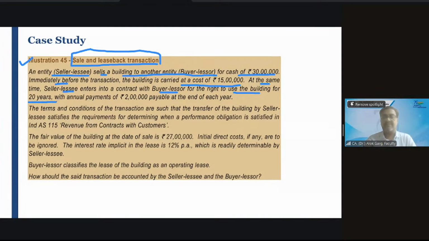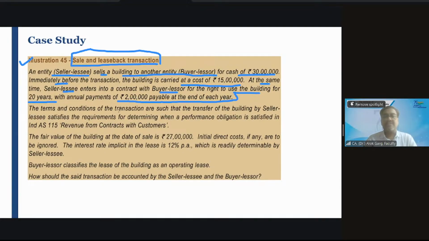What is the life of the ROU? What is the lease term? 20 years, with annual payments of 2 lakh payable at the end of each year. These are the annual payments given. So what is the total payment paid over the lease term? 40 lakhs. It is the total payment, but what is the present value? We need to look at that.